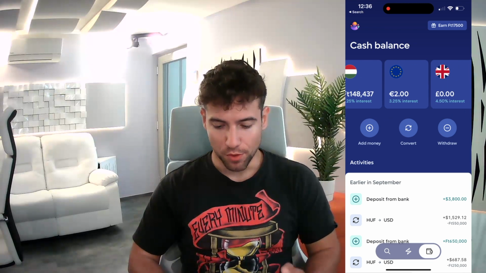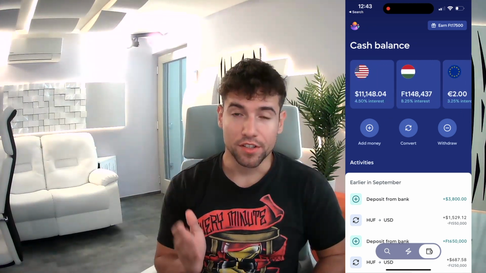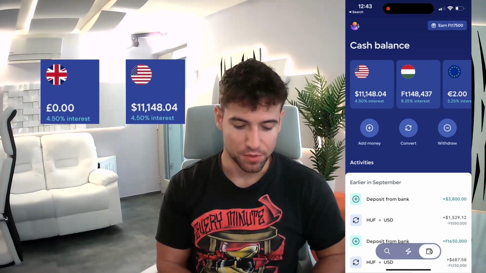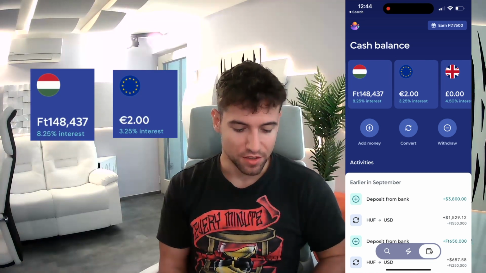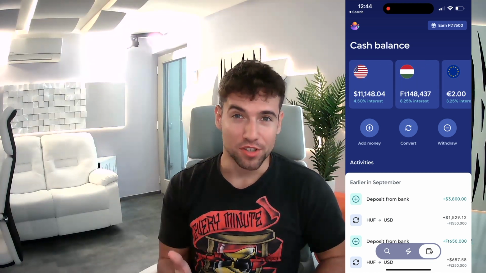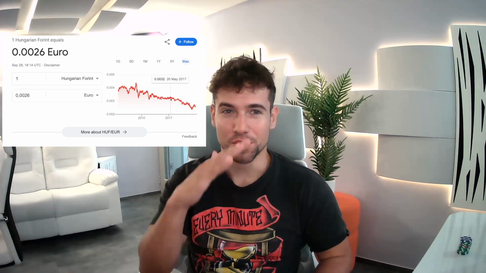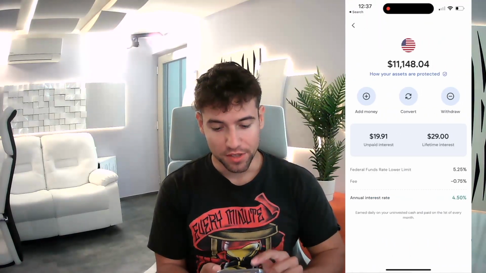And if you go to the wallet section, you can see the interest rates up here. They are currently paying 4.5% for US dollars, 3.25% for British pounds, and 3.25% on euros, 8% on Hungarian forints, which I don't really recommend to keep your money in this currency. If we look at the long-term chart of how it relates to euro, you can see that it goes to almost zero over time.